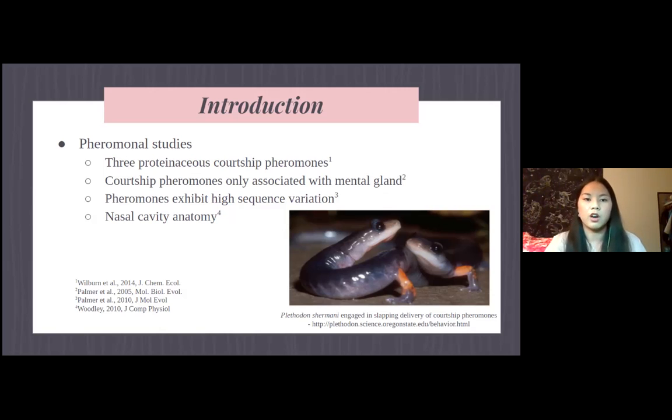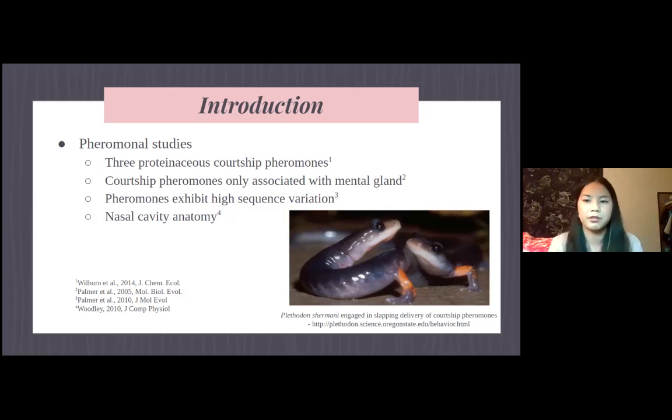Interestingly, with these pheromones, they've been studied a lot, but they've only been found to be associated with the mental gland. Specifically, Catherine Palmer has been looking a lot at these pheromones and has found that they're not found anywhere outside of the mental gland. They looked at different swabs, different areas on the salamander, and only were able to find them in the mental gland. In addition to that, these pheromones are found in other species related to redback salamanders, like Plethodon shermani, which is in the picture. They found that these pheromones across all these species exhibit very high sequence variation. Since all the studies have shown that they're using pheromones for courtship, it's just been assumed that they also use pheromones for other forms of communication.